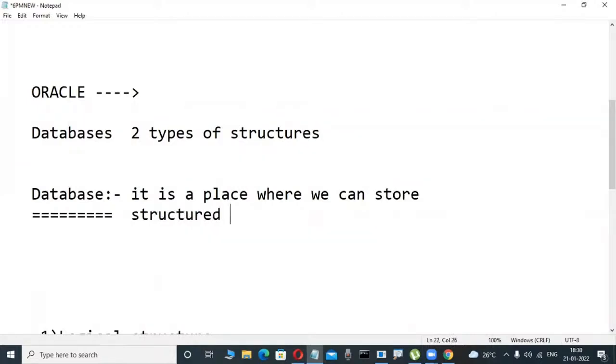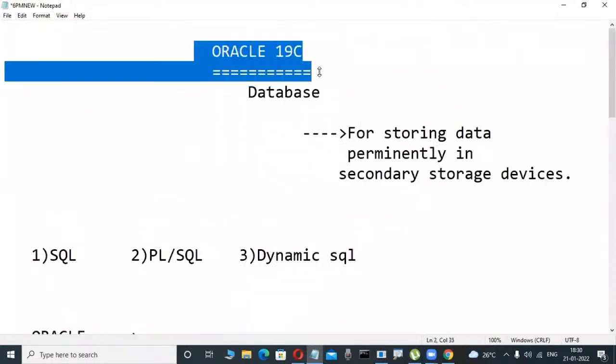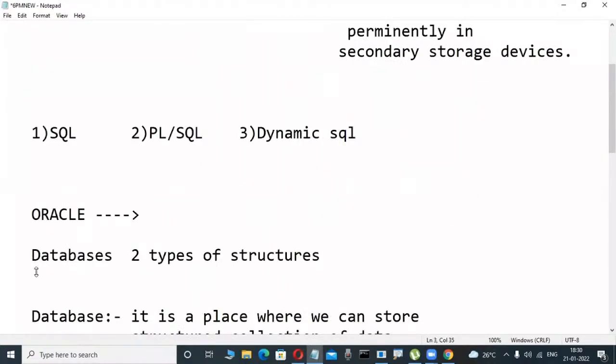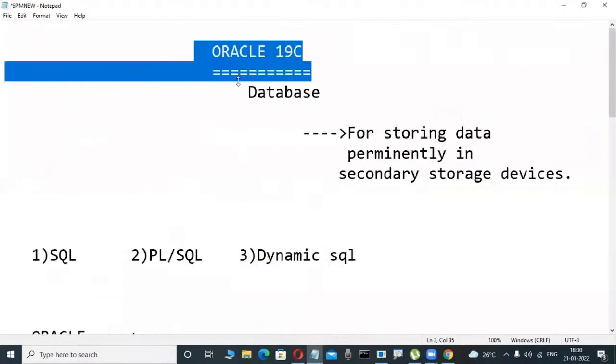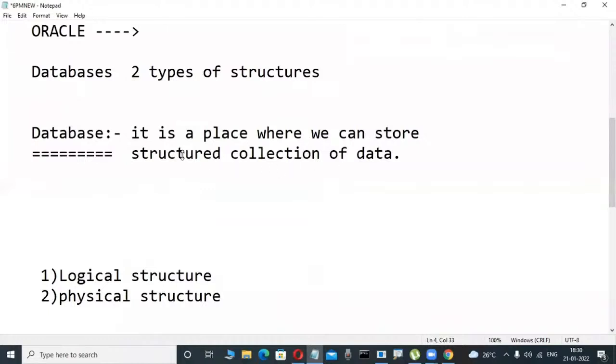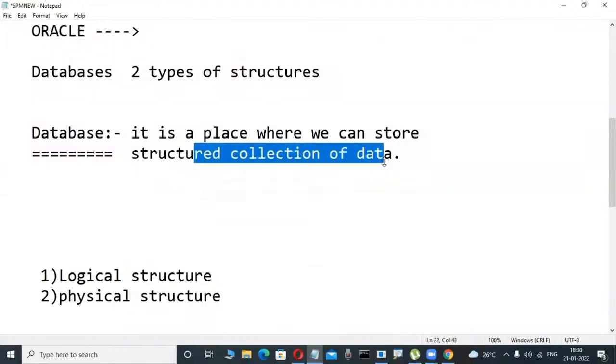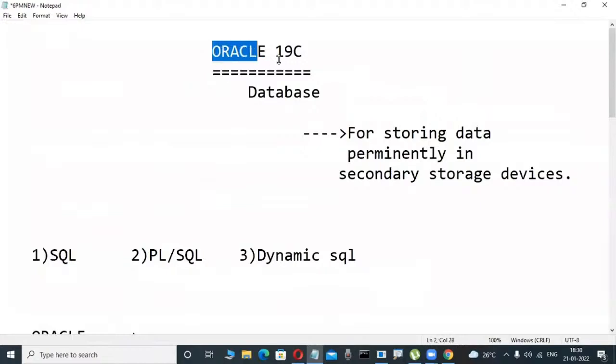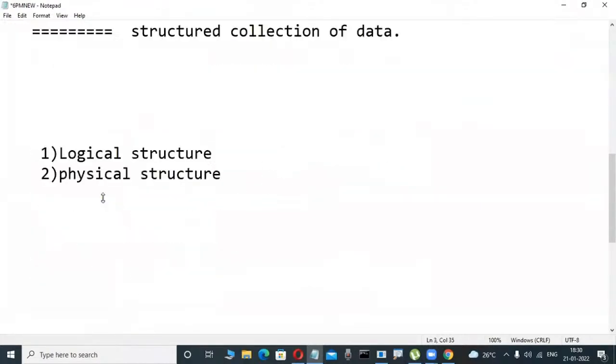Structured collection of data. What is data? What is information? What is DBMS? That is later. Observe here. Actually, whenever we are installing Oracle or any relational database software, what is a database actually? It is a place. Whenever we install this type of software, some place is automatically reserved in the hard disk. In that place only we can store a structured collection of data.